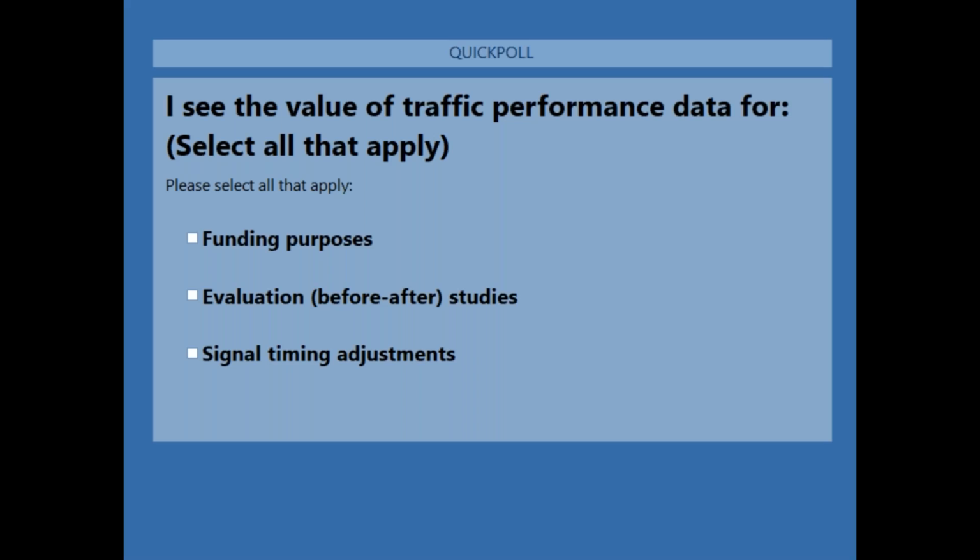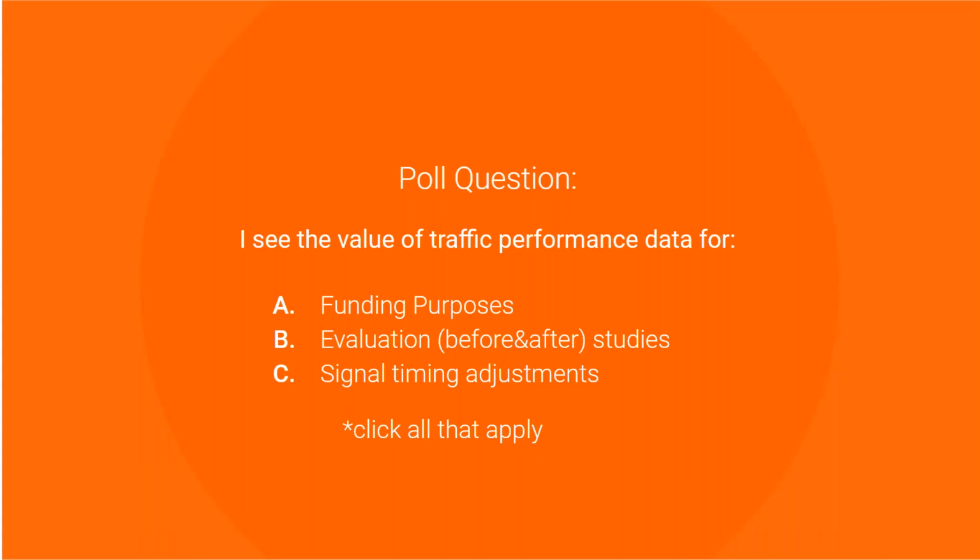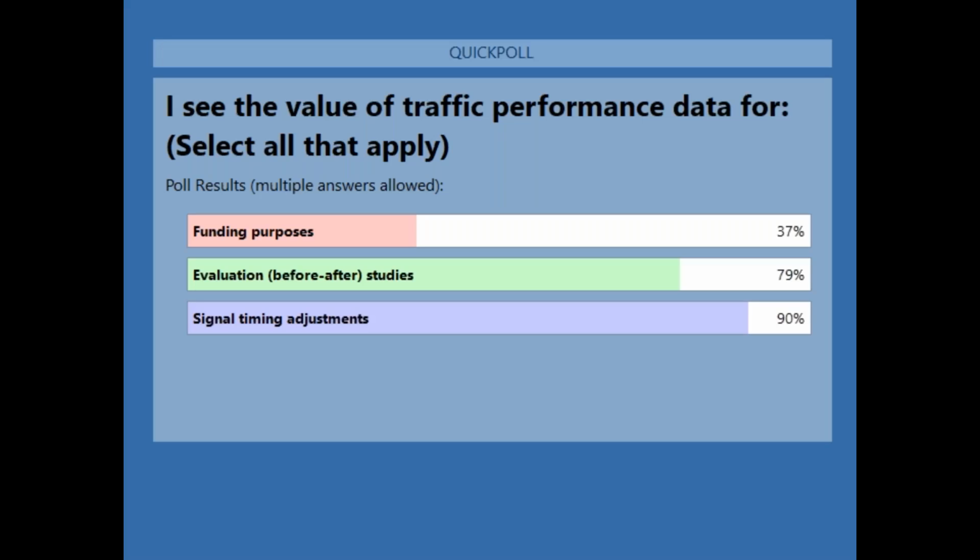Okay, so it seems like 37% said that it's good for funding purposes, 79% for evaluation before-after studies, and 90% signal timing adjustment. So quite a few people think that the data could be used and could be helpful for signal timing adjustment. Of course, depending on the type of attendees, funding may or may not be of interest, but it's interesting to be able to see that as well.